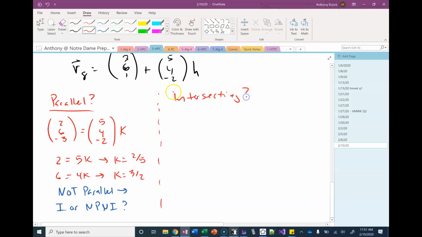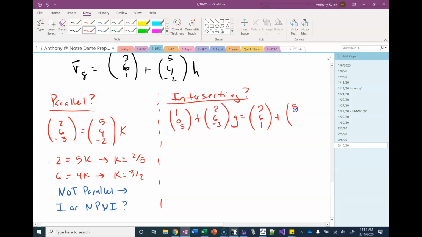To check if any 2 of these objects are intersecting, all I'm going to do is set the 2 objects equal to each other. So in this case, I'm going to set R7 equal to R8. But that doesn't really change, whether I'm checking if 2 planes intersect, or 2 lines intersect, or a line and a plane, or a line and a point. You just set the 2 objects completely equal to each other and then try to solve.